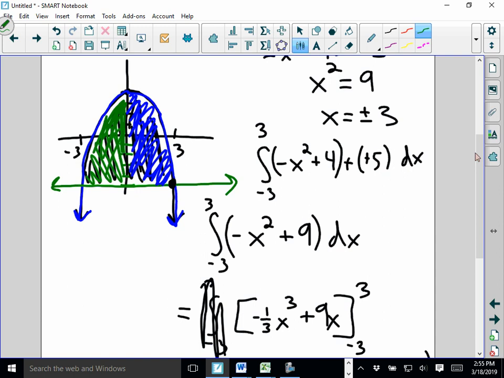Now the reason that this becomes easier is because think about writing this integral here. I was going to integrate the blue region. I'm going to use the blue marker. I was going to integrate the blue region. That would just be the integral from 0 to 3 of the top function, which is negative x squared plus 4, minus bottom.